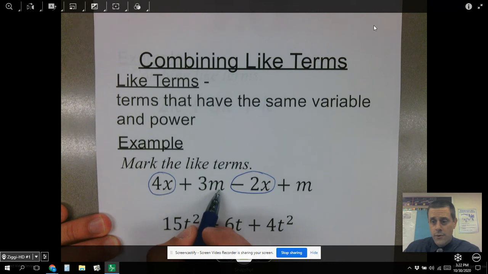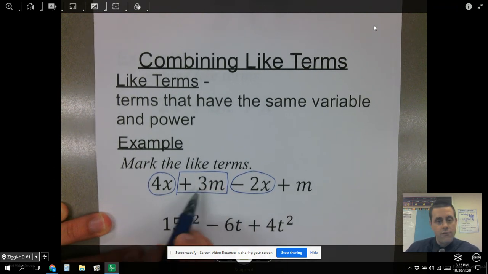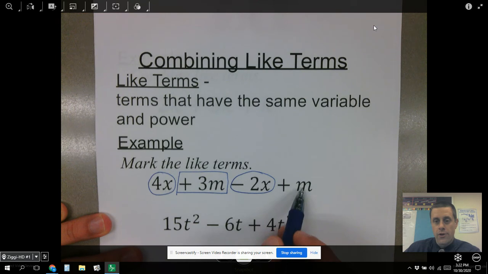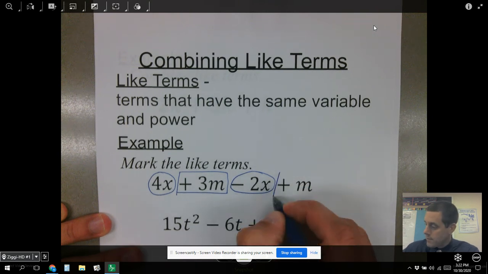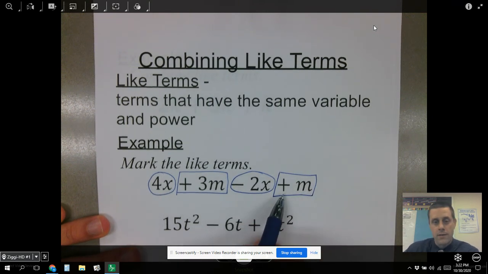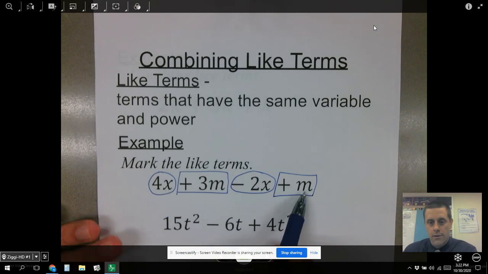Our next term is 3m. I'm going to put a box around it, and I'm going to grab that plus sign in front of the term, and I'm going to put a box around all terms that are like 3m. Well, the only term we have left in this expression is m. It is like 3m because they share the same variable m, and they both have an exponent of 1. So I'm going to put a box around it, being sure to grab the plus sign in front of it. So 4x and 2x are like terms, 3m and m are like terms.